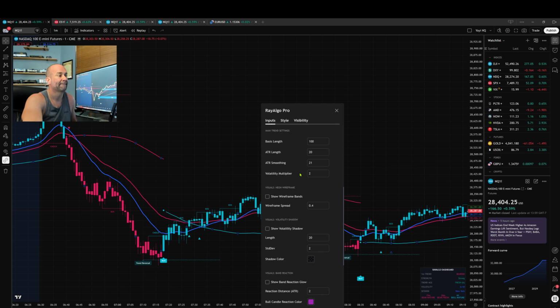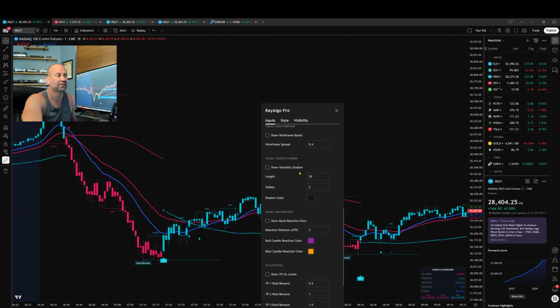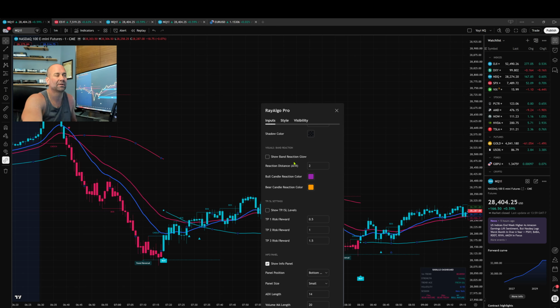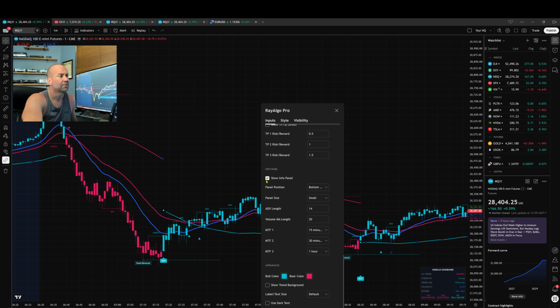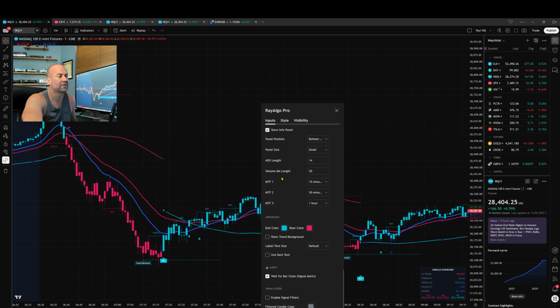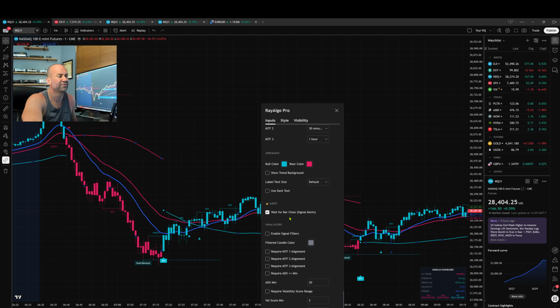Show wireframe bands, I do not have that selected. Show volatility shadow, I do not have it selected. Show band reaction glow, I don't really like that, so I don't have it selected. If you're trading off of TradingView, definitely have show TP and SL levels, which is your take profit and your stop loss indicator, on there. Show panel information, I have that on. The rest I left the way it comes. It's all default.